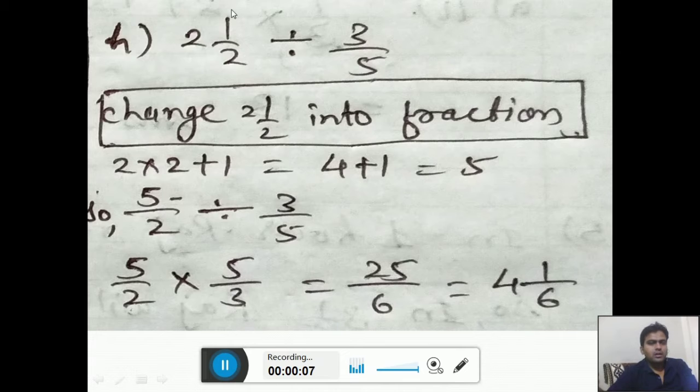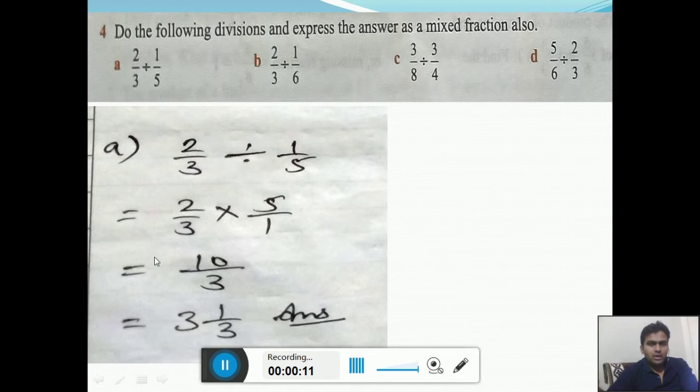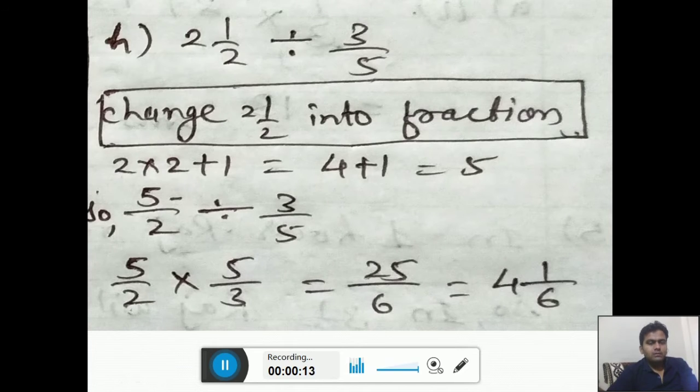Now here you have a mixed fraction. You cannot solve this question right now. First you have to change this 2 complete 1 upon 2 into an improper fraction. So change 2 complete 1 upon 2 into a fraction. So 2 into 2 is 4, plus 1, 4 plus 1 equals 5.